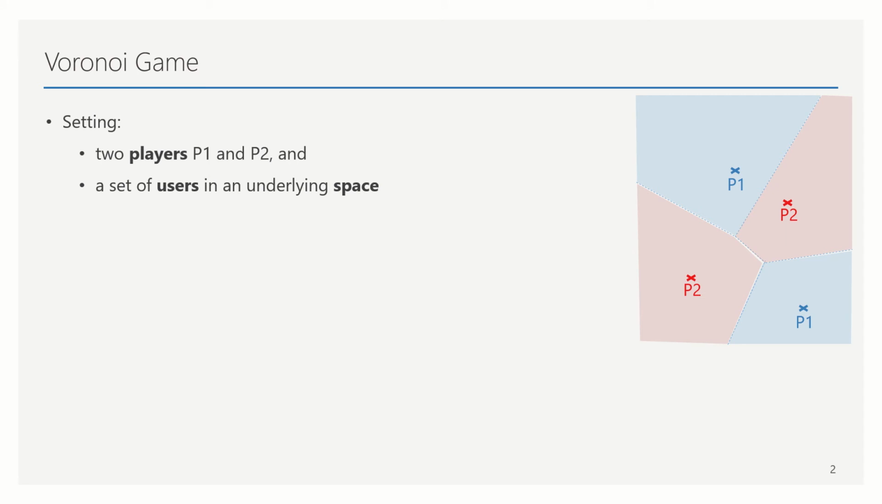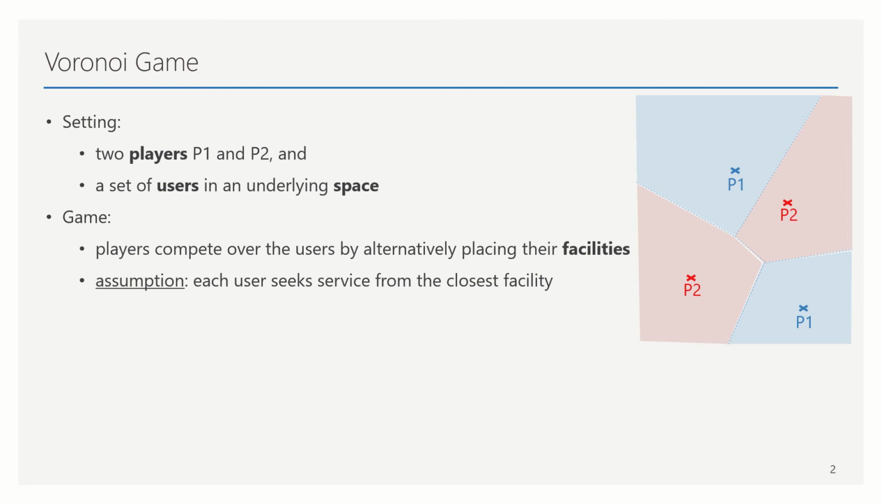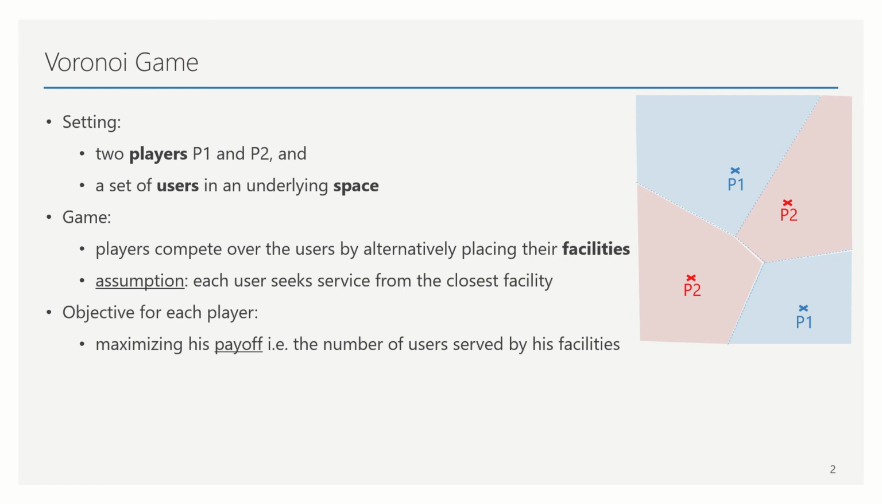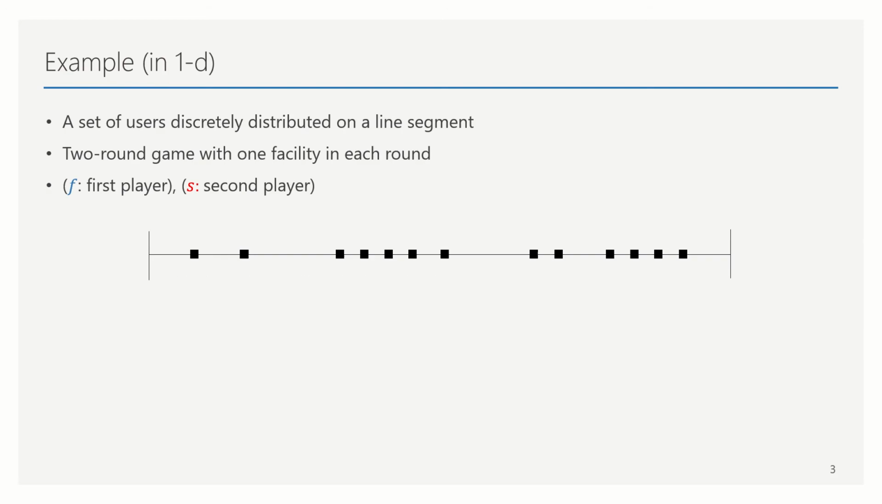The game elements are two players and a set of users distributed over an underlying space. The game scenario is that the players alternately place their facilities in the space up to a specified number of rounds. The assumption is each user asks service from the closest facility. So, what is the objective of each player? It is maximizing the number of users served by his facilities. Let's call it his payoff.